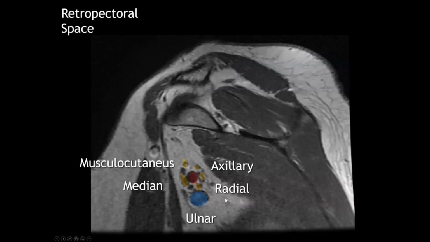And as we move more peripherally, we'll encounter the last, or third, anatomic space. This is the retropectoral, or sometimes referred to as the pectoralis minor space, comprised of the terminal brachial plexus branches. And you can see right here behind the pectoralis minor muscle, those 5 branches.